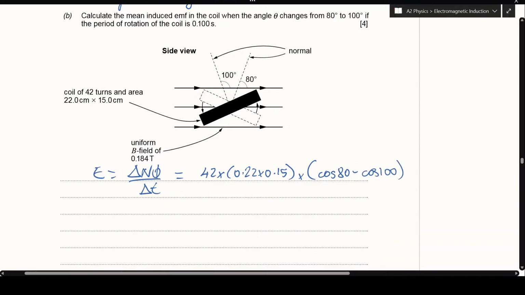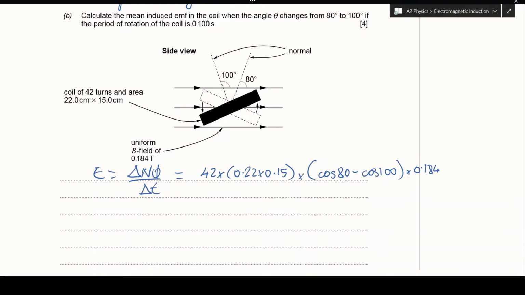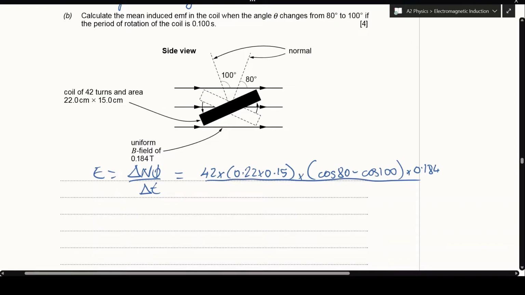So that's just NAB, sorry, I've missed out the B in here, so I'll just stick that at the end. It's NAB delta cos theta. Notice that's not the same as cos of delta theta. To find the time, we need to realize that we're only rotating through an angle of 20 degrees. So we've only got a fraction of the period. We got 20/360ths, or 1/18th of the period. And the period there is 0.1 seconds. If we put that into a calculator, we end up with about 15.9 volts, or 16 volts, and we're not going to be too worried about whether it's a plus or minus sign there.